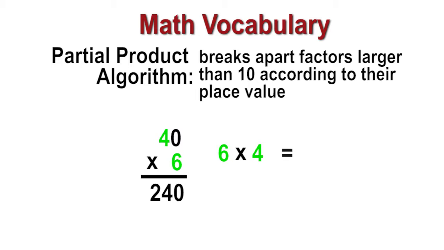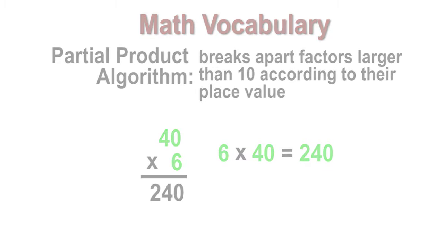The partial product algorithm breaks apart factors larger than 10 according to their place value. This allows students to break apart the multiplication problem and solve easier pieces, and reinforces why 40 times 6 is not just 24, but rather 24 tens, which is 240.